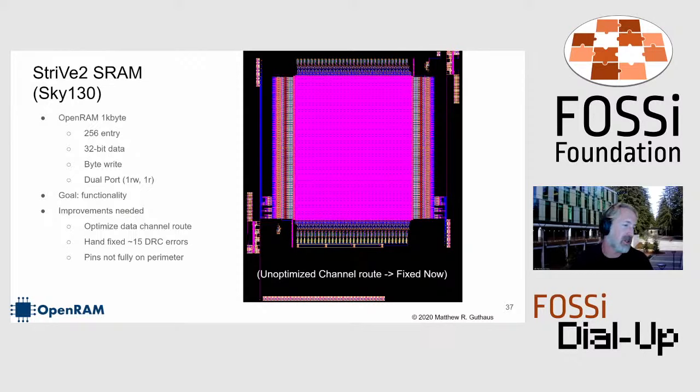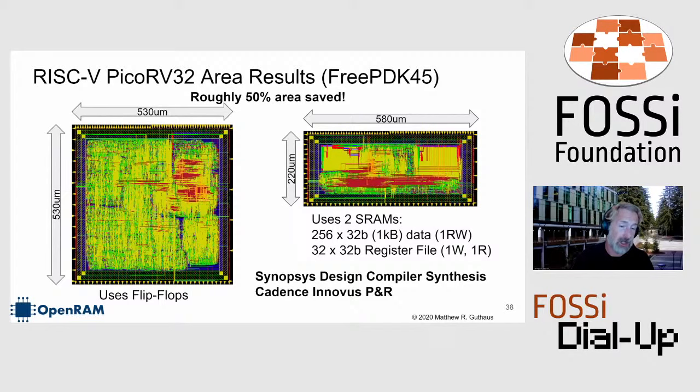Now, we did a similar analysis. So that was using OpenROAD and OpenLane. This is what one of my students did with a commercial flow. And so you can see this is a Synopsys Design Compiler with Cadence Innovus for place and route. And in that previous result, we saw a significant area reduction comparing a flip-flop based implementation of the memory versus a custom implementation. We did the same thing here.